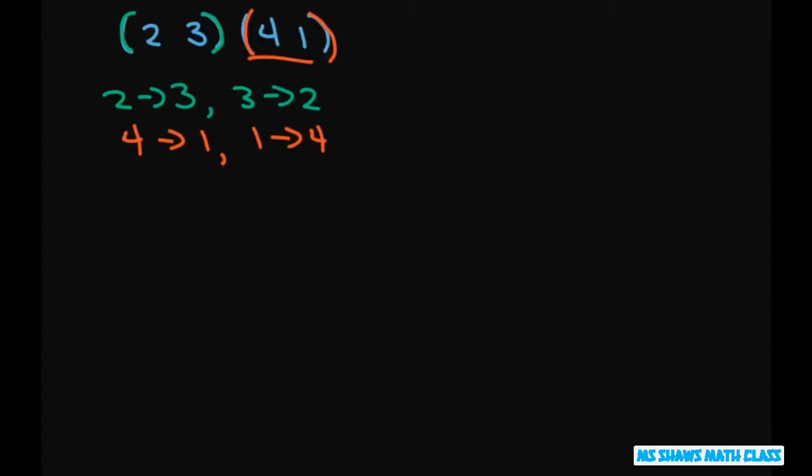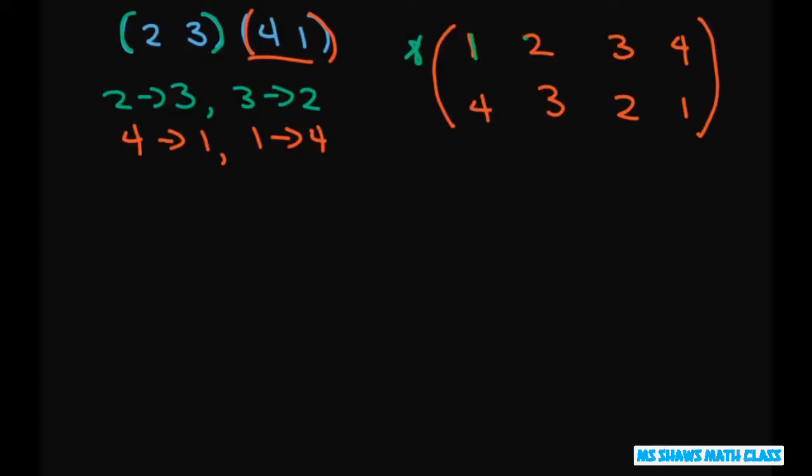There's different ways to write it. You can write it right on the first line here, 1, 2, 3, 4. So 1 maps to 4, 2 maps to 3, 3 maps to 2, and 4 maps back to 1. And you always write this, if you write it this way, you write the first line in order like this.